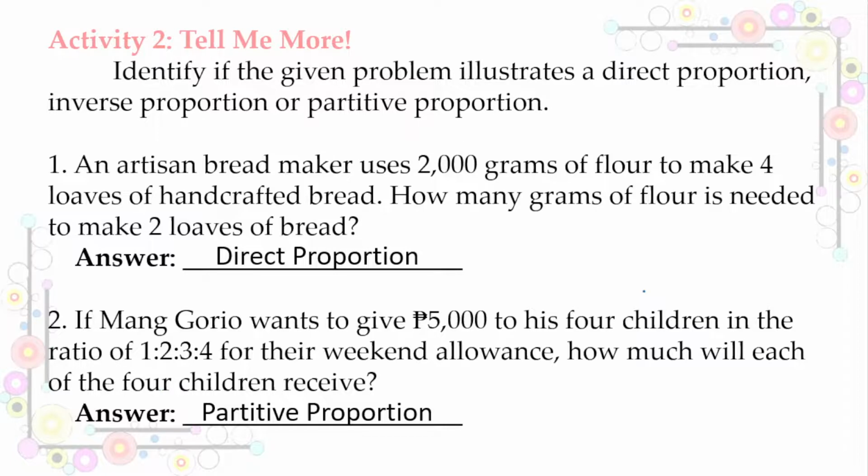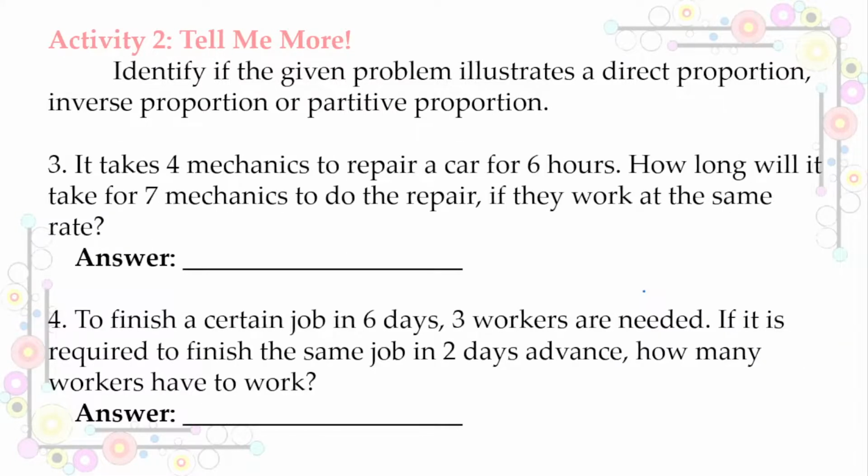Okay? So for number 3, it takes 4 mechanics 6 hours to repair a car. How long will it take for 7 mechanics to do the repair if they work at the same rate? So we have inverse proportion because as the number of mechanics increases, the lesser the time or the hours.